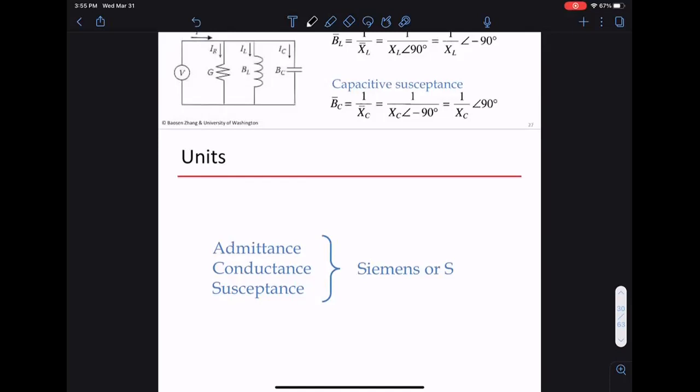Does anybody know another name for this unit? That's a more interesting name. As we recall, for impedance Z, this is in ohms. Anybody know a more interesting name for admittance?